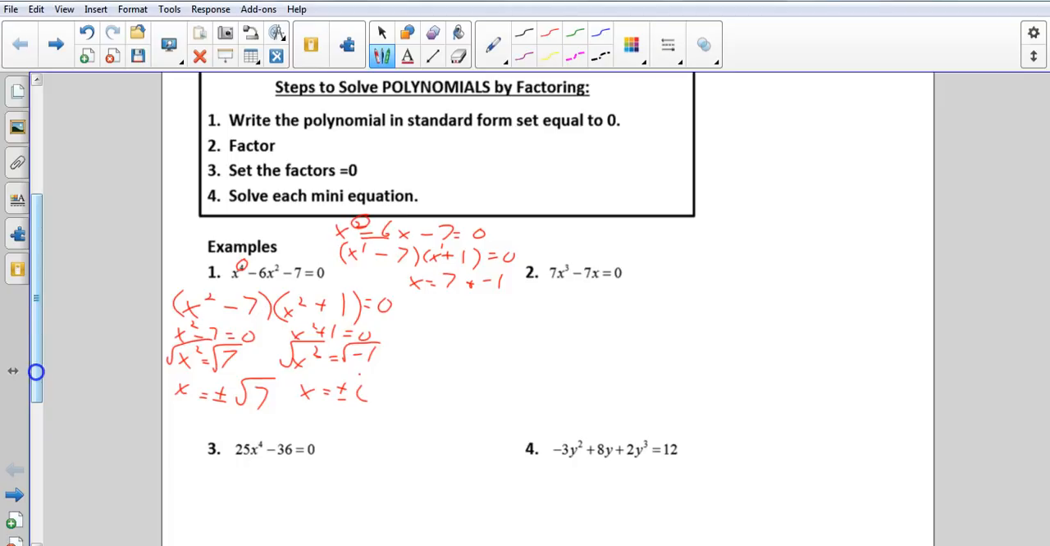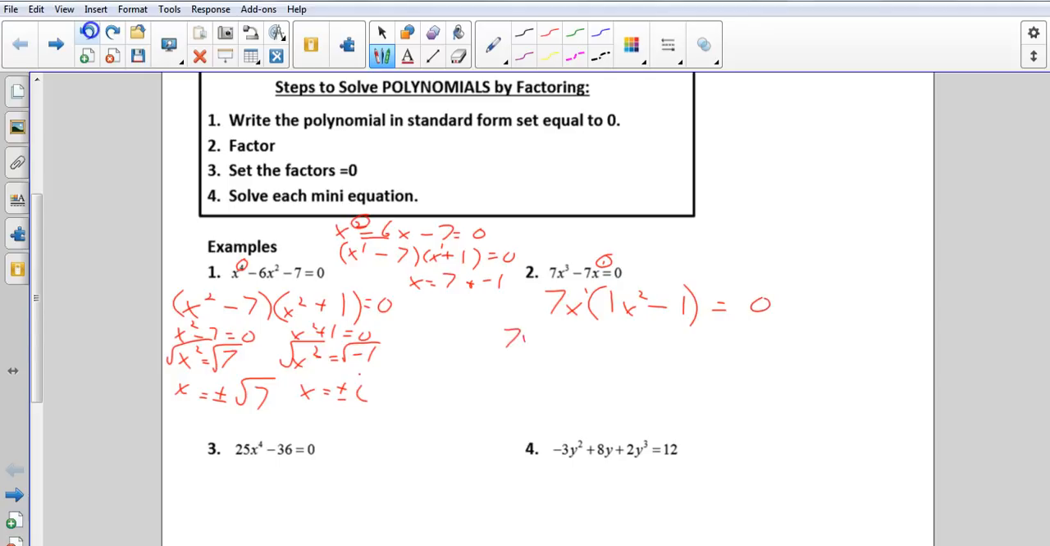Moving on to number 2, let's see what we can take out. We can take out 7x for sure. We have x cubed and x to the 1st. We want to take out the smallest exponent, x to the 1. Now we divide. 7 divided by 7 is 1. x cubed divided by x to the 1st is x squared. Minus 1. Why is that? Because 7x divided by 7x is 1.